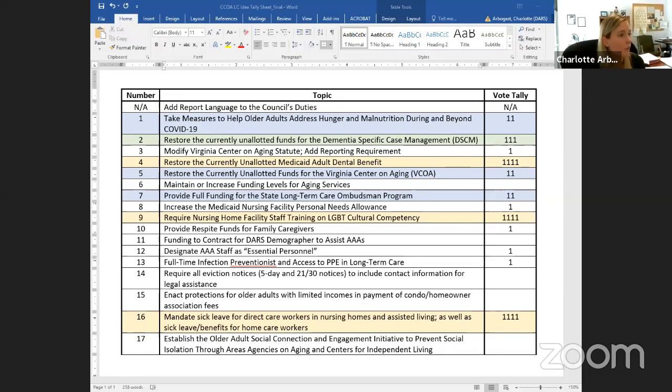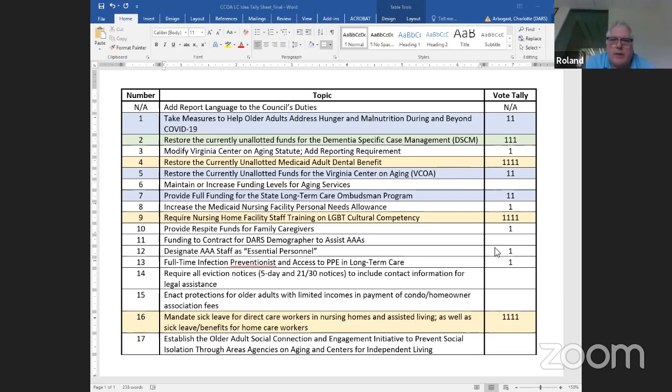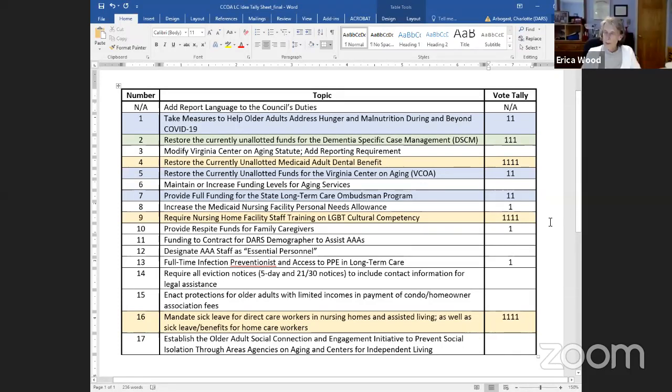I'm sorry, could you repeat that? Yes, I'm asking you to amend the vote tally. The 1 vote for number 3 is mine, if you would remove that. And the 1 vote for number 12 is mine, if you'd remove that. Did you want to put those somewhere else, Roland?